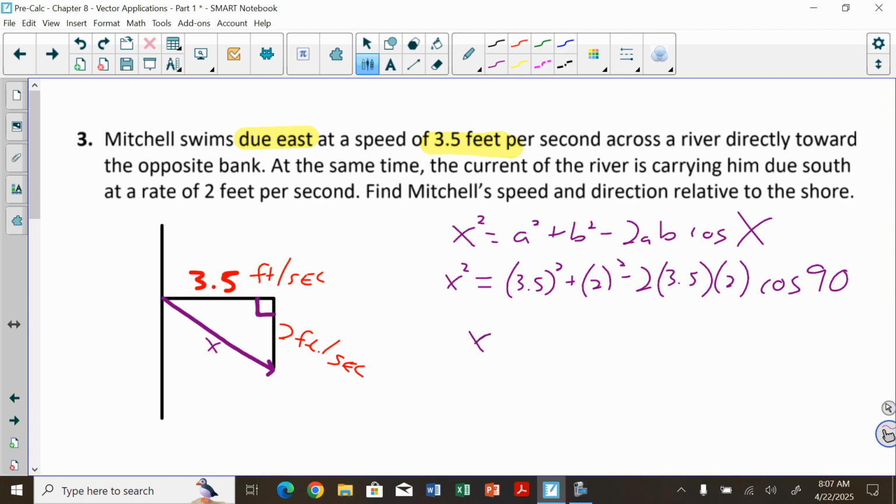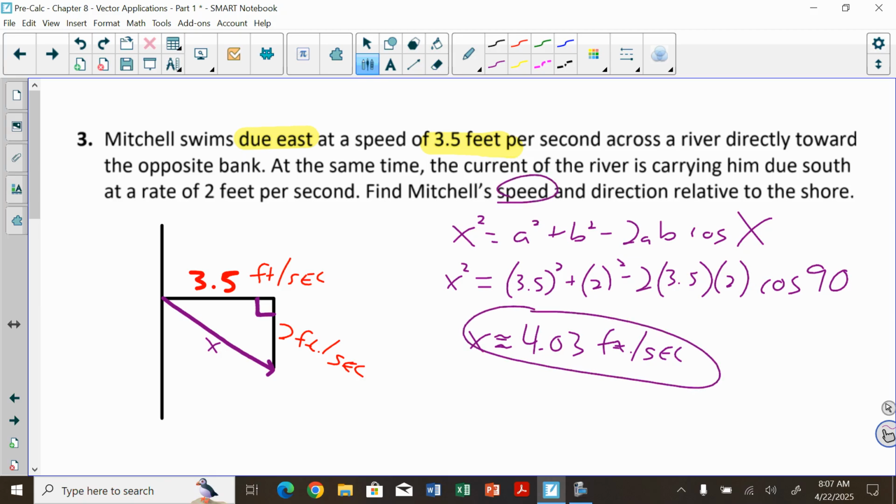I'm going to end up square rooting all that, punch it in, take the square root, and you're going to end up with about 4.03 feet per second. So that takes care of the speed. It's 4.03 feet per second.